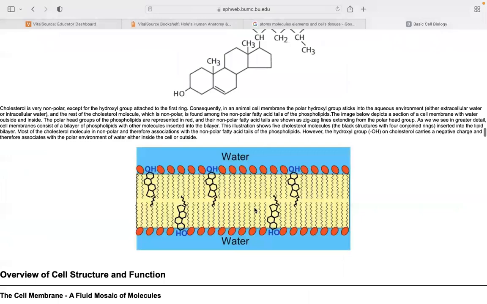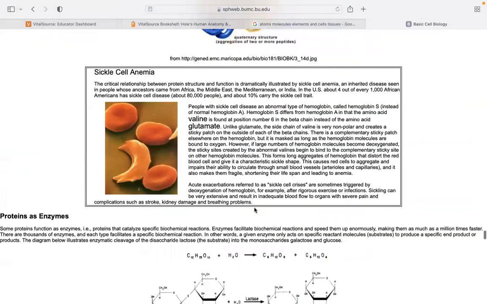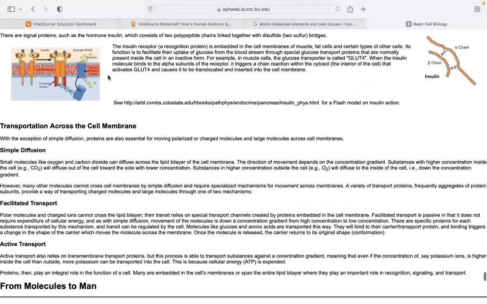Where's the picture? Are they tricking us? Love how they trick us.